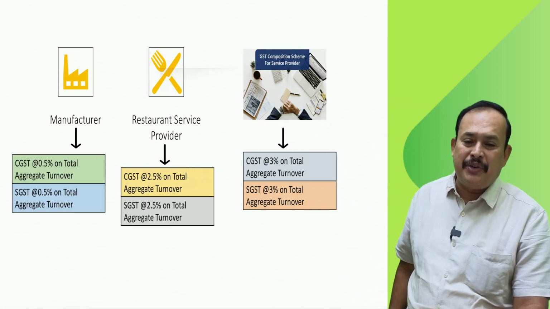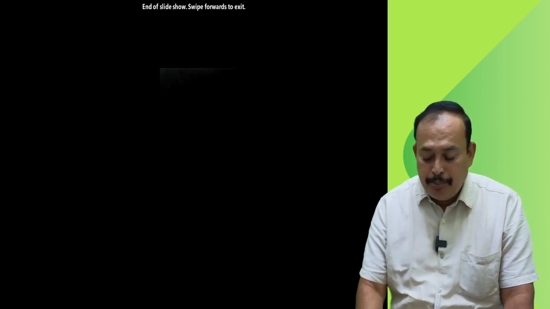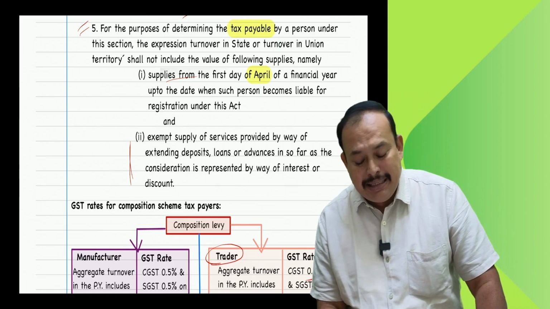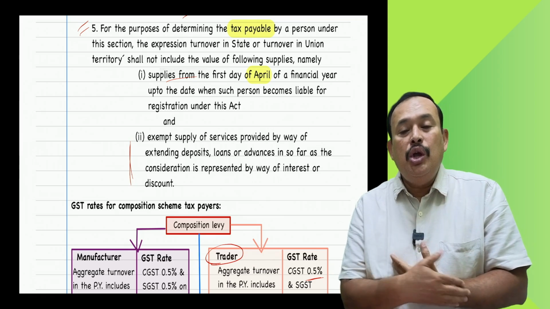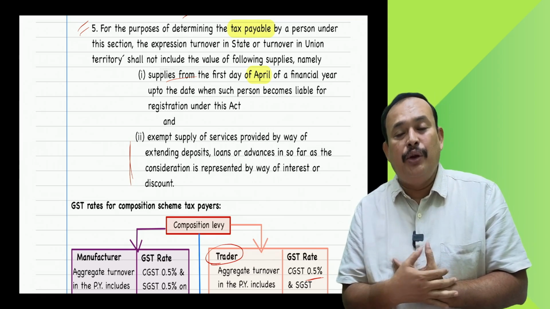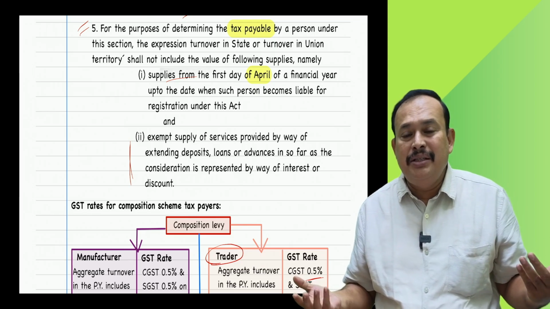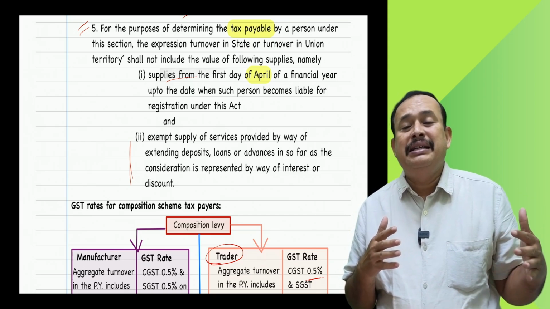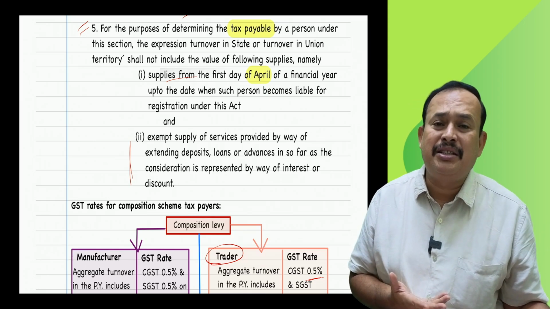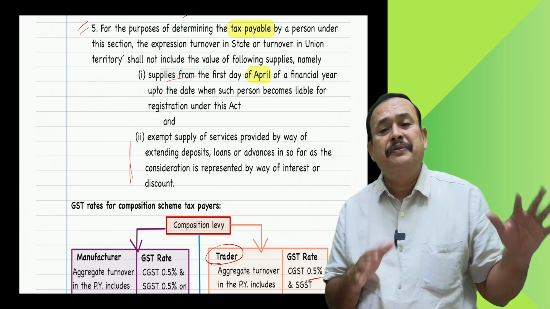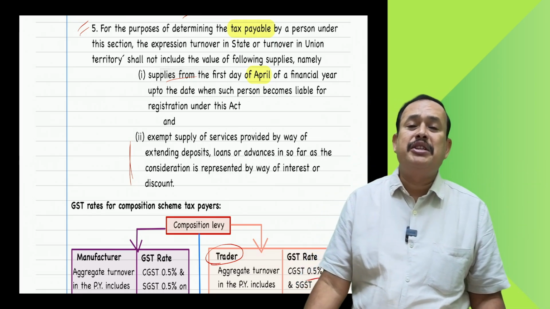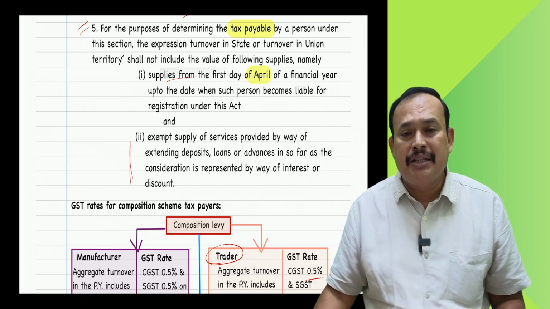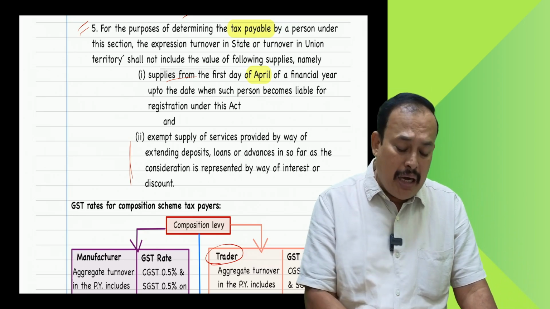Further, referring to my friends from here, the points are as follows. Being a manufacturer, being a trader, being a restaurant, aggregate turnover should not exceed 1 crore 50 lakhs or 75 lakhs. In the case of a restaurant also, it should not exceed 75 lakhs or 150 lakhs, depending upon the state where the place of business is. In the case of a service provider other than a restaurant, the aggregate turnover in the financial year should not exceed 50 lakhs. Now, how to compute aggregate turnover?